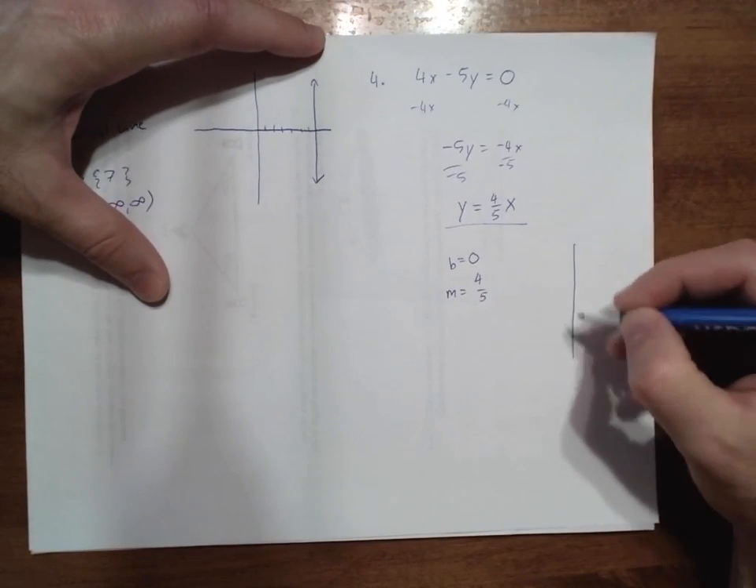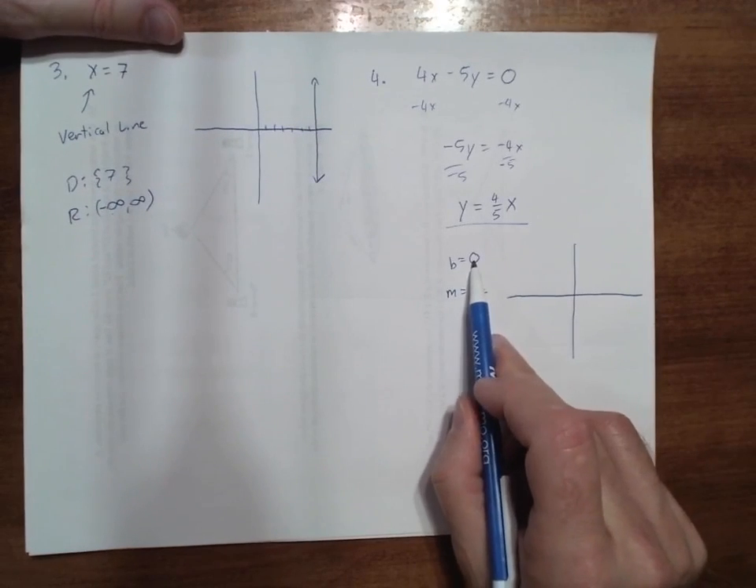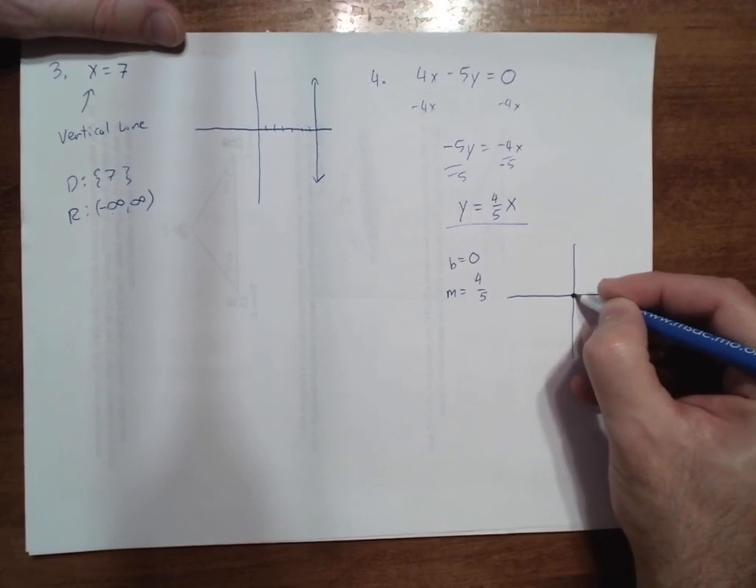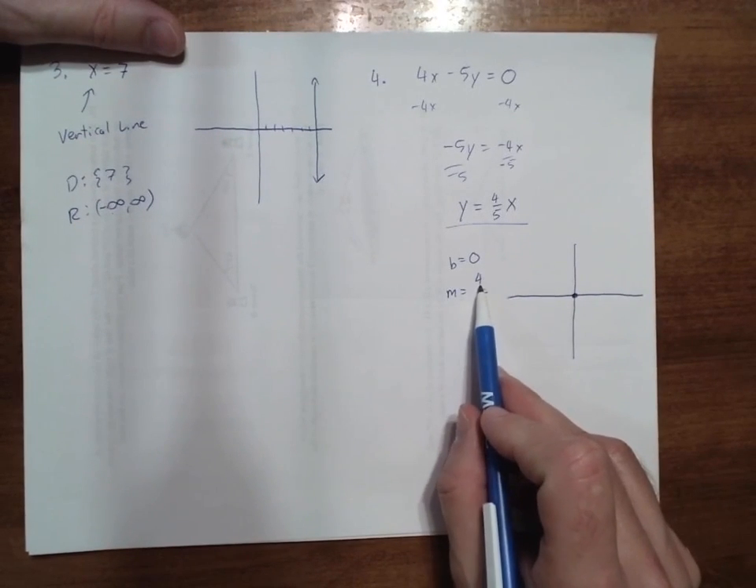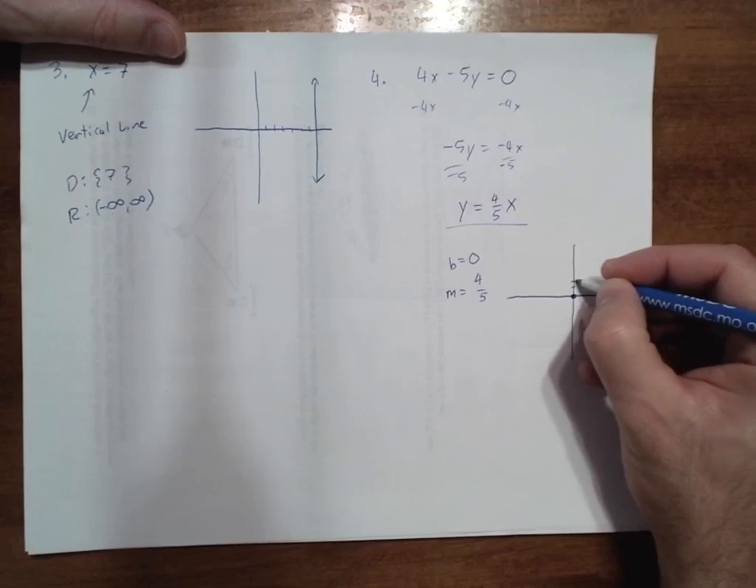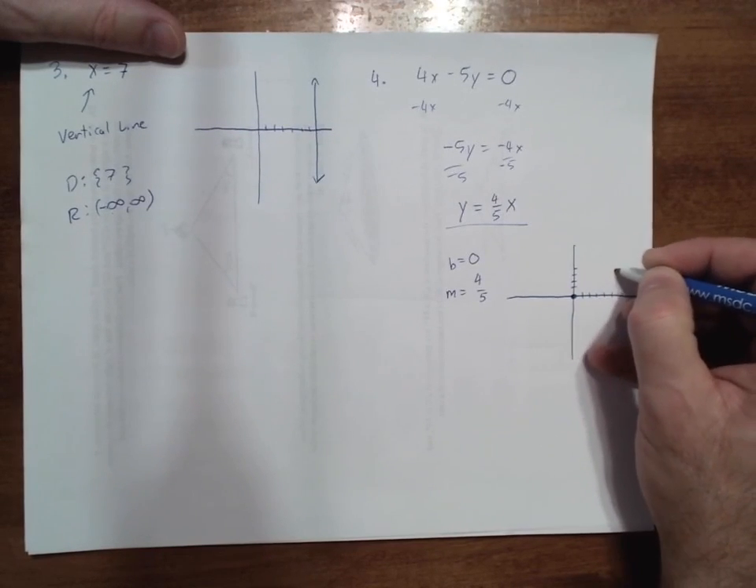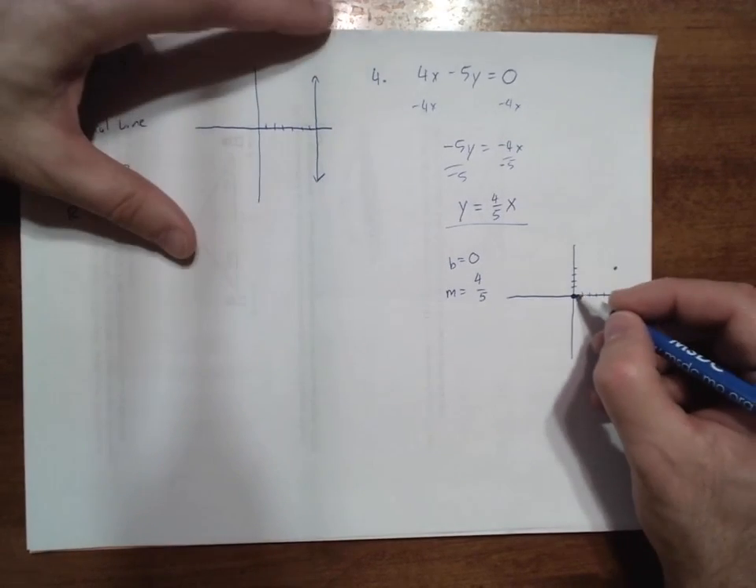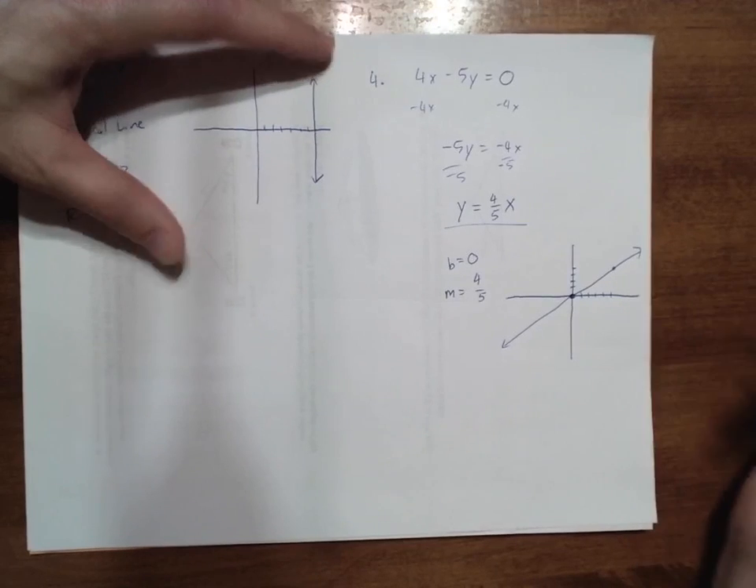So when we graph this line, I put a point at the y-intercept, which in this case is just 0, so I'm going to go through the origin. And then my slope is 4 over 5, so I'm going positive. I'm going to rise 4, 1, 2, 3, 4, and then run over 5, 1, 2, 3, 4, 5. And there's the graph.